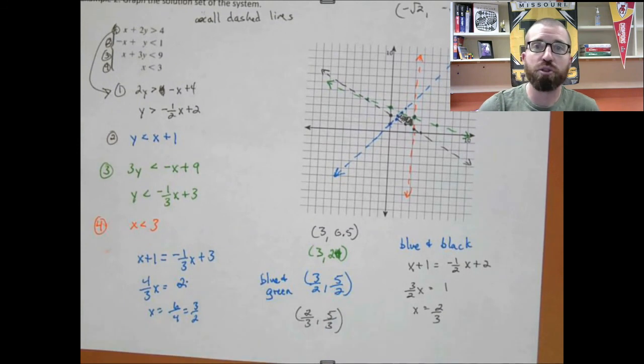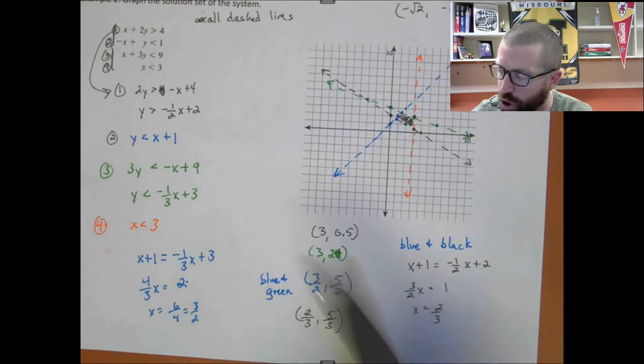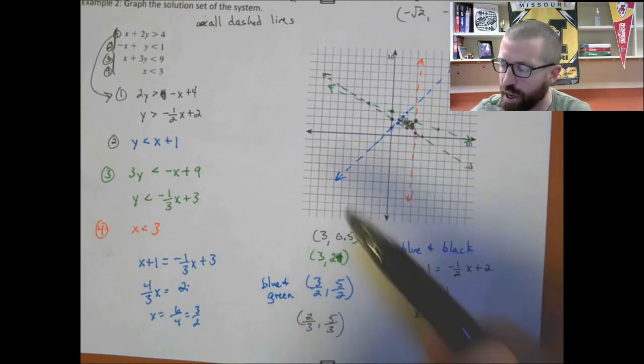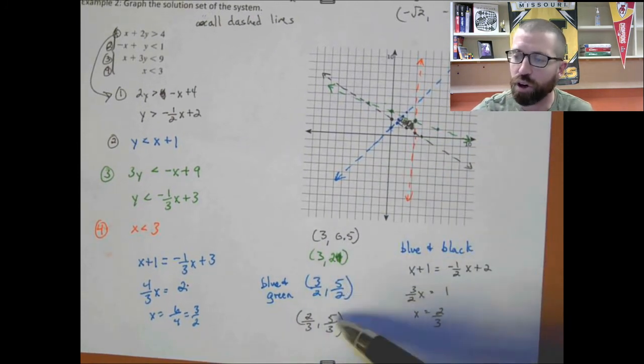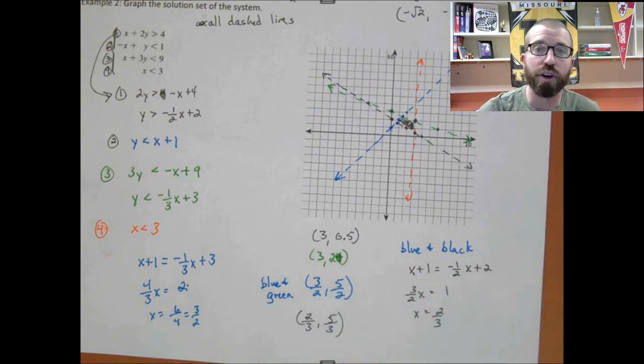So there's a lot to keep straight. Make sure you work carefully, make sure you check your work. But the shading includes all the solutions, and then the intersections, or the vertices, are all listed there as well.